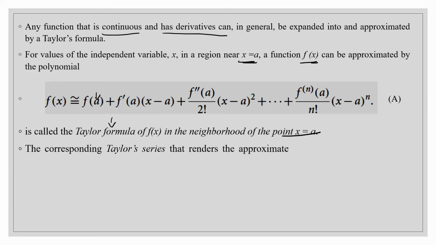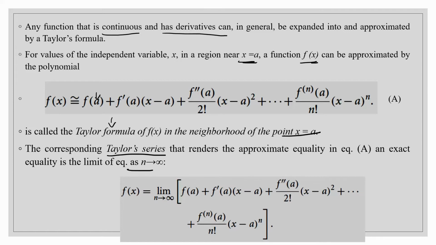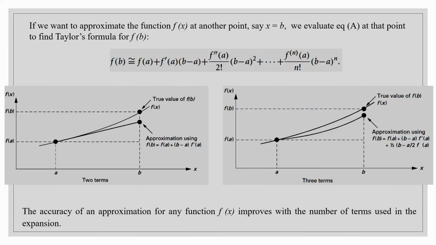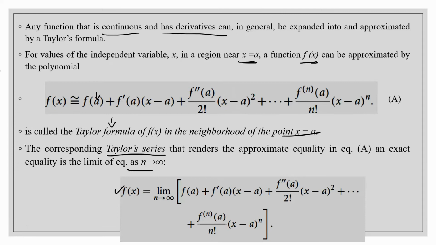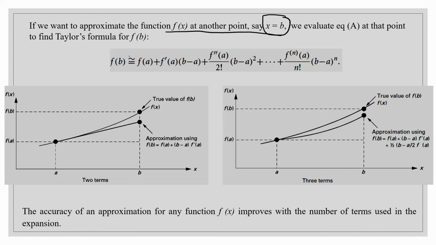Now if we talk about the corresponding Taylor series, then if we take this limit n tending to infinity, we will get a Taylor series. So what will happen if we want to approximate the function at another point, say x is equal to b? If we use the same equation, equation A, and put x is equal to b over here, we will get an approximation of the function at point b.